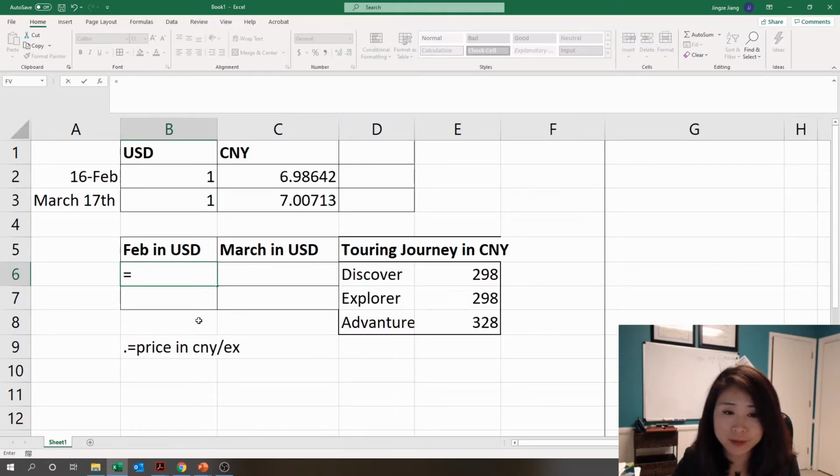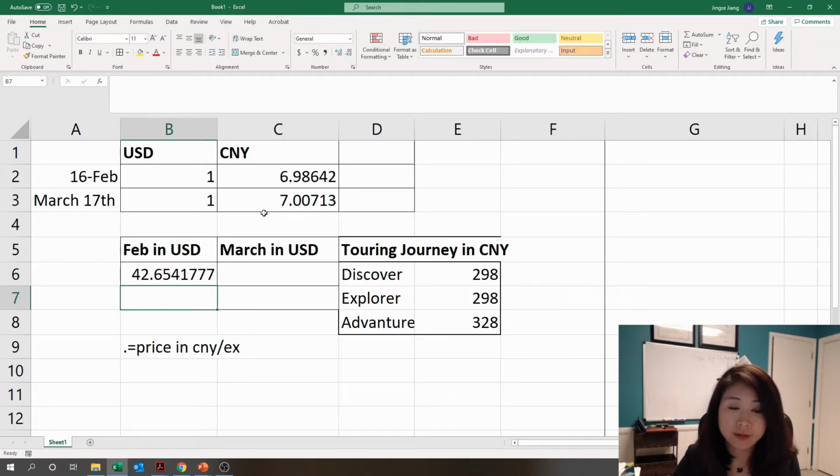Let's do this practice. Follow the formula: the price, 298, divided by 6.98642. That is equal to $42.65. Actually, it's kind of pricey, right?